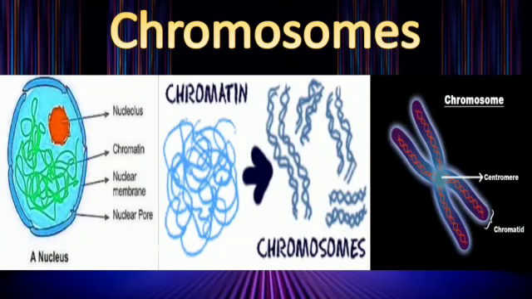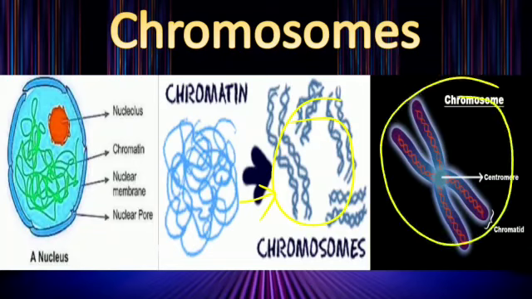The next part is chromosomes. We have discussed earlier that this thread-like substance condenses in the cell at the time of cell division, and it condenses and forms chromosomes. You can see here chromosomes. It looks like this at the time of cell division.